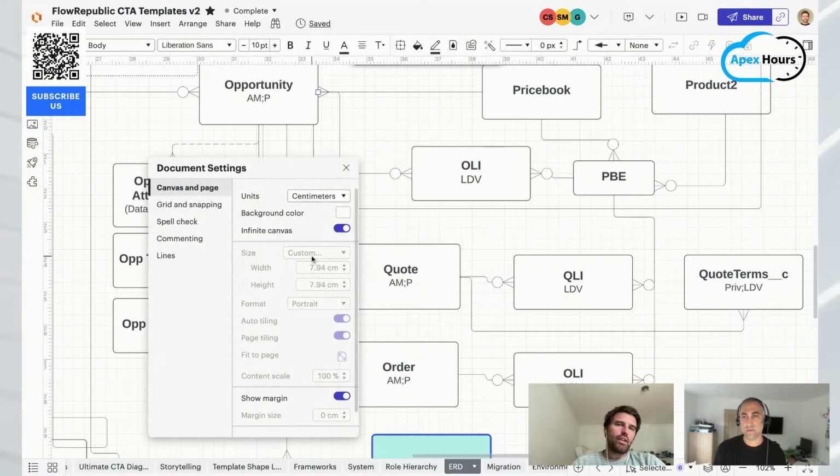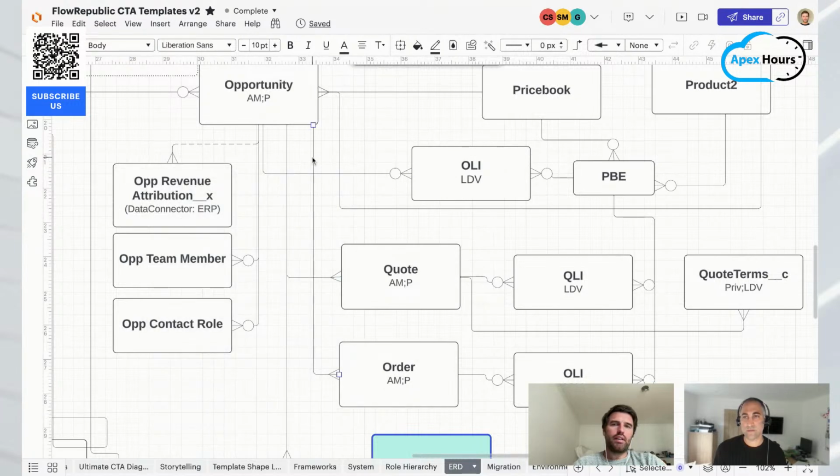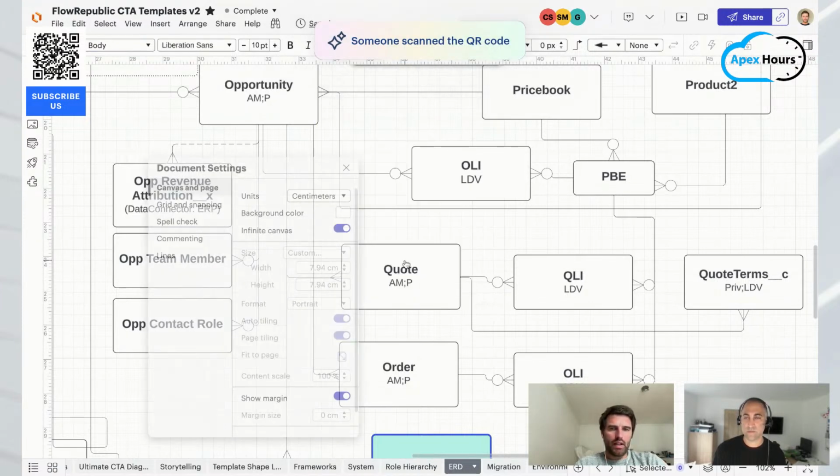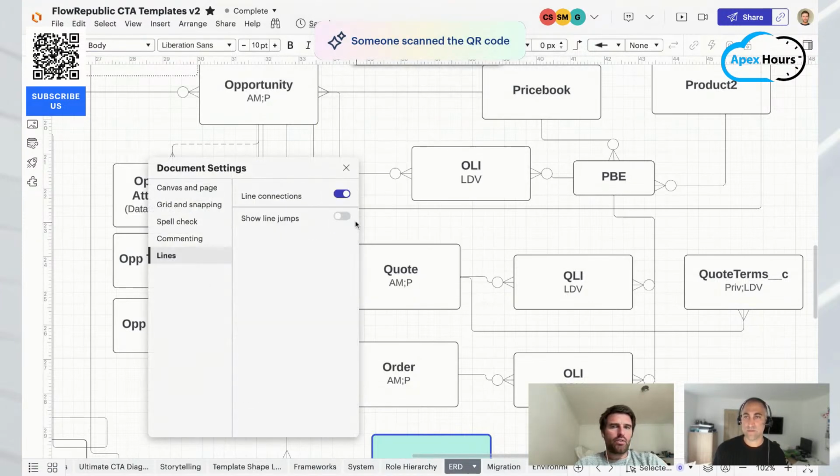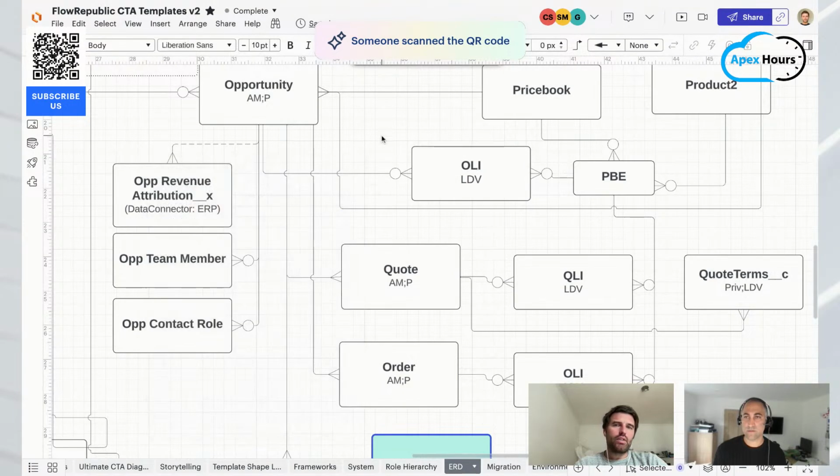Okay. Maybe just a quick note. What you can see here is, in this diagram, the lines are just crossing. If you want to make it a little bit simpler, go to the document settings, click for lines, and show line jumps so that you can really differentiate that. Okay.